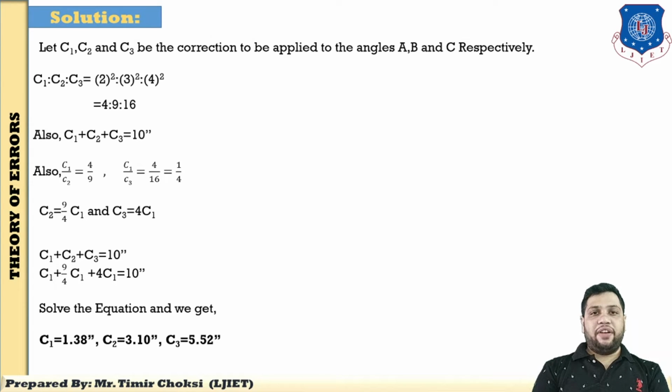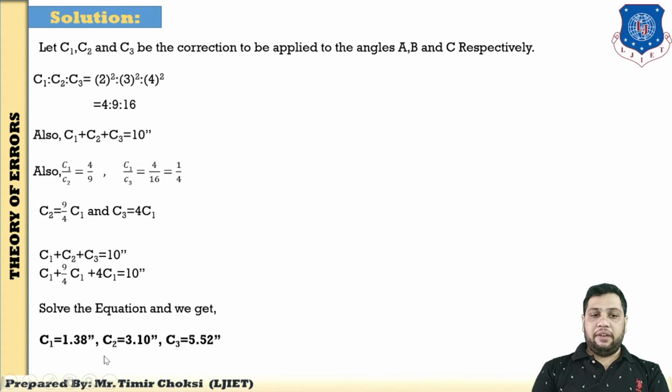Now the difference is 10 seconds, so C1 plus C2 plus C3 equals 10 seconds. We write this condition equation because C2 is dependent upon C1 and C3 is dependent upon C1. So C1 plus C2 plus C3 equals 10 seconds. Now solve this. C1 by C2 equals 4 by 9 and C1 by C3 equals 4 by 16. Make C2 and C3 the subject so that they can easily be put into this formula. So C1 plus 9 by 4 C1 plus 4 C1 equals 10 seconds.